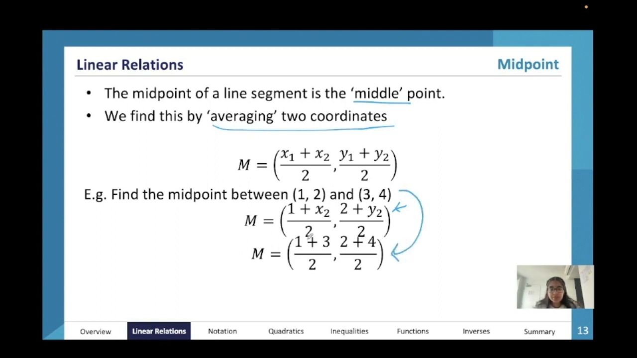So midpoint is 1 plus 3, so 1 and 3, and then 2 plus 4, divided by 2. And that's 4 over 2, 6 over 2. And remember, midpoint is a coordinate. So make sure that you give your answer as a coordinate. Don't say x equals 2 and y equals 3, because you're not giving the midpoint coordinate and you're not answering the question. So it's really important that you read the question and give that answer as a coordinate for the midpoint.